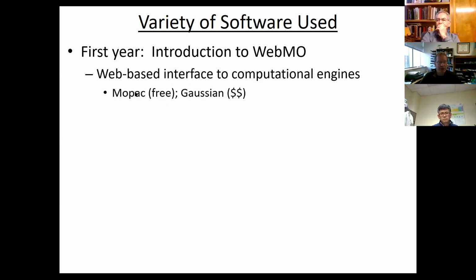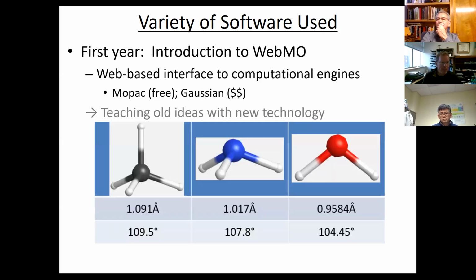computational engines. So a lot of what I'll talk about today is using MOPAC as the computational engine, and MOPAC is free. We also have access to Gaussian, which costs a little money. So the idea here is we're sort of teaching old ideas with new technology.